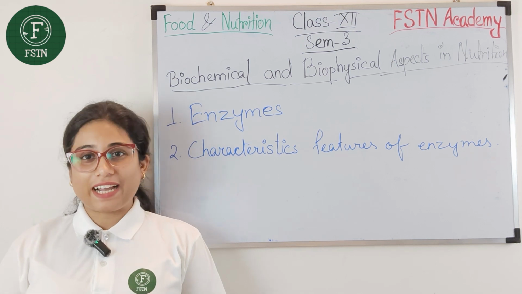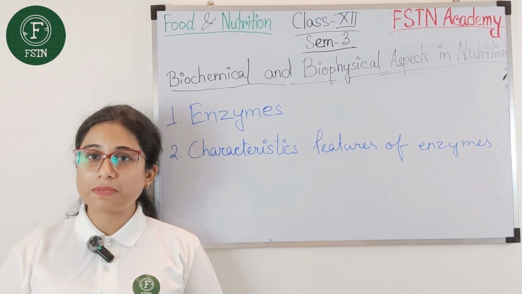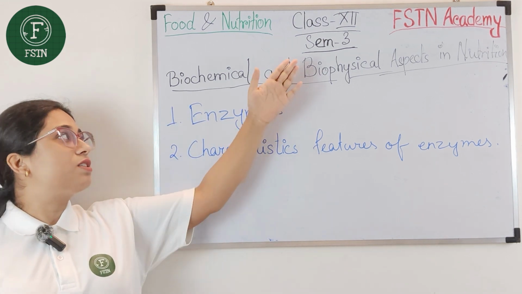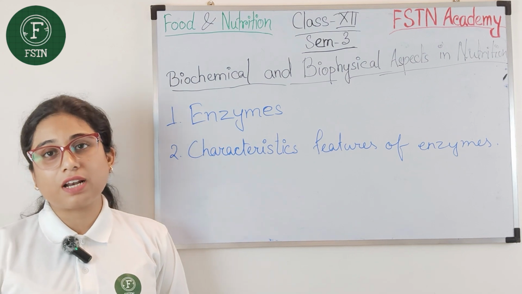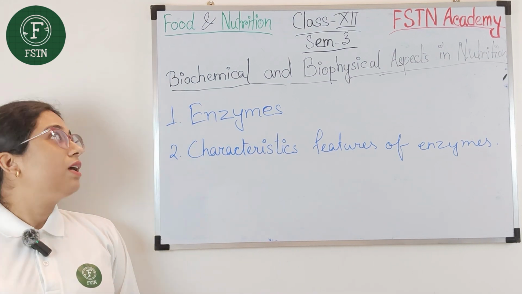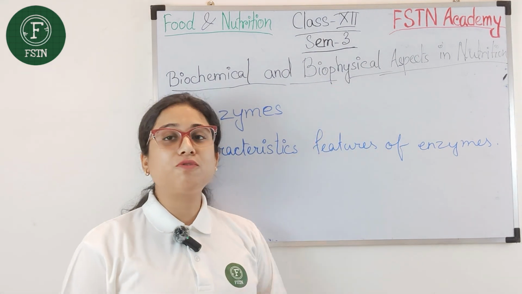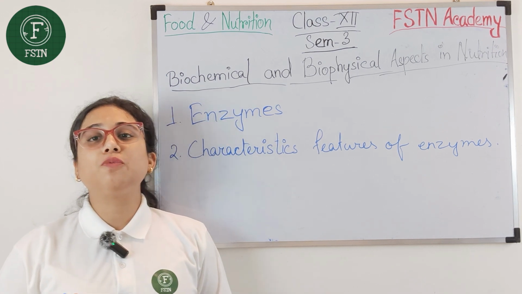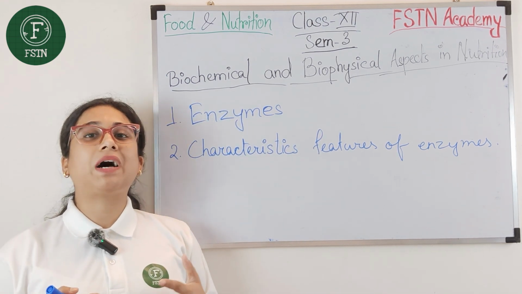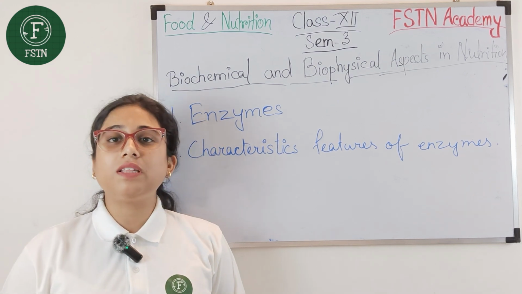So in FSTN Academy, class 12 food and nutrition class, this is your first semester class. It means it starts with semester 3. So in semester 3 in food and nutrition class, the first chapter is about biochemical and biophysical aspects in nutrition. So what are the biochemical components in the human body and what are the biophysical actions in the human body? We are going to know in this class.